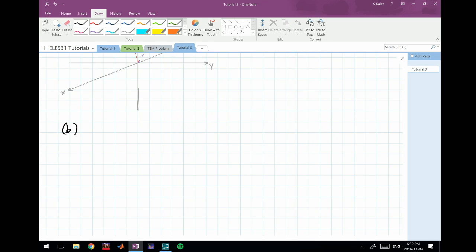Part B, it says find the scalar potential at the origin given. So it gives us this expression for V. Yes.